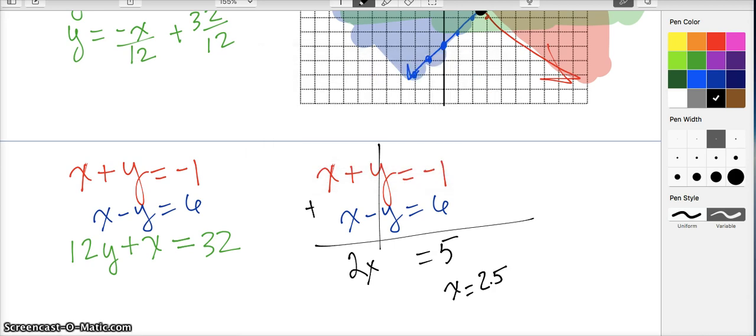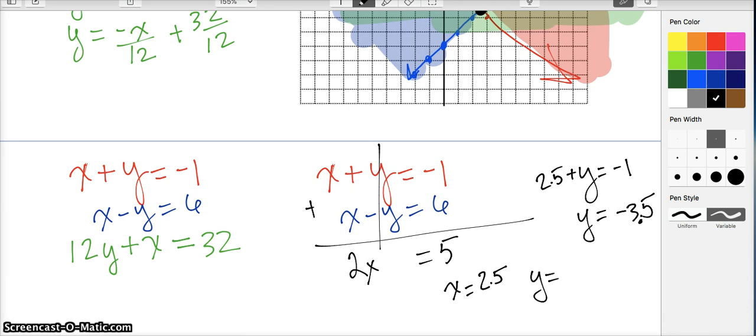And so now I'll take this value and plug it right back into the first equation. So I have 2.5 plus y is equal to -1. And with a little bit of mathematical maneuvering, we can see that y is -3.5. Take a breath, make sure it makes sense, because you know I make mistakes.